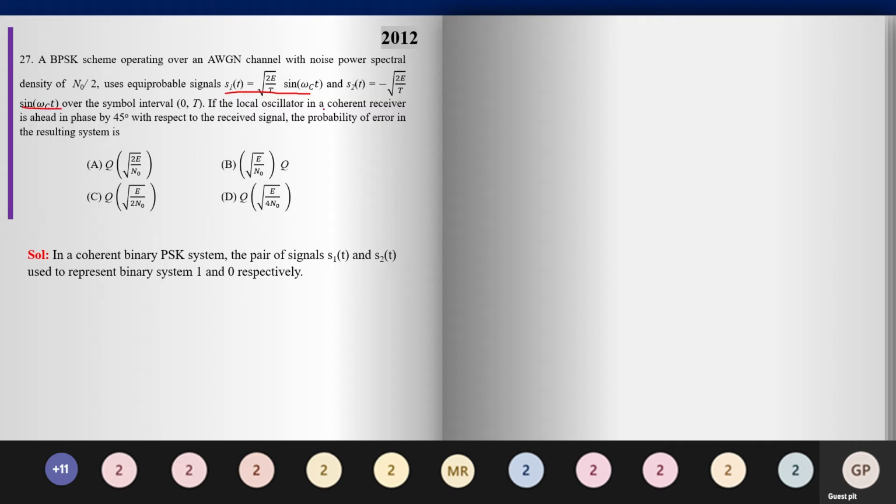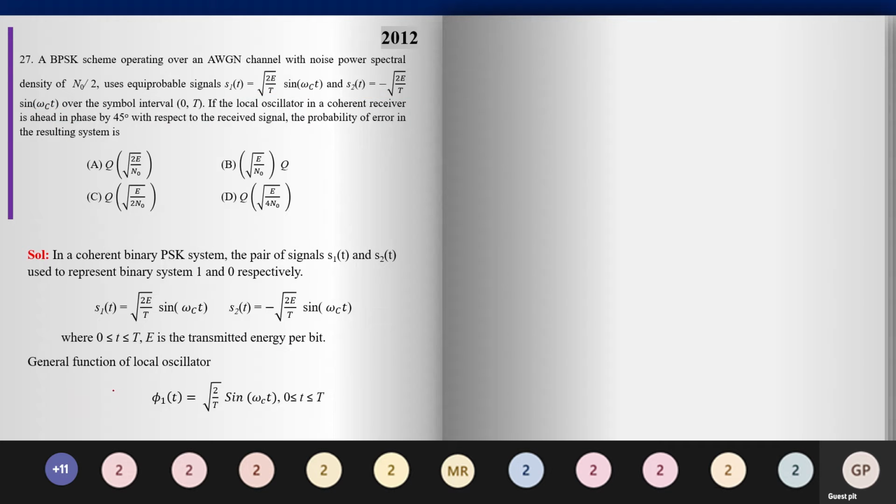Okay, so we got two signals. And the next point is S1 of t is already given in the question and S2 of t is already given in the question, with the time period of 0 to T. And the energy for the transmitting signal is Eb or E. Okay. So the normal local oscillator function can be taken as phi 1 of t, that is root 2 by T, sine omega ct, where omega c is the carrier frequency, and that is also limited to 0 to T.